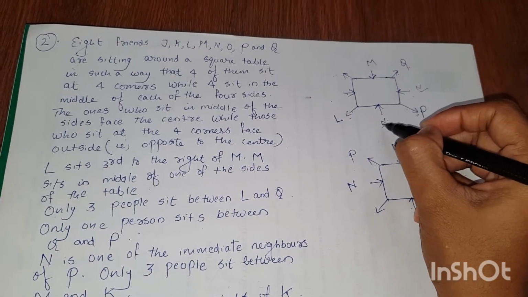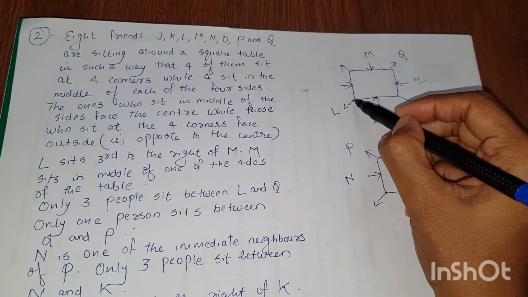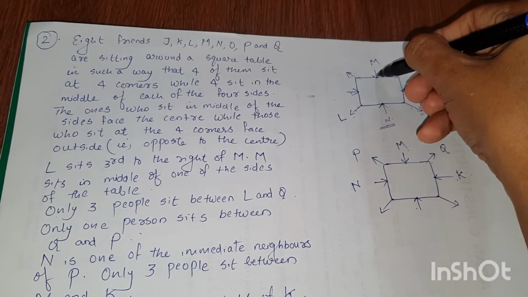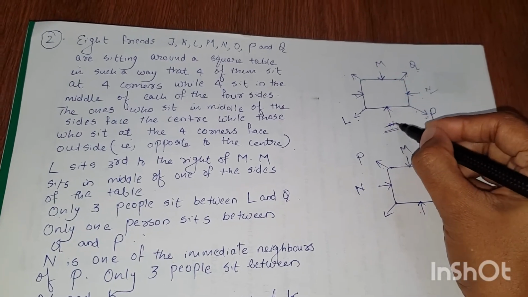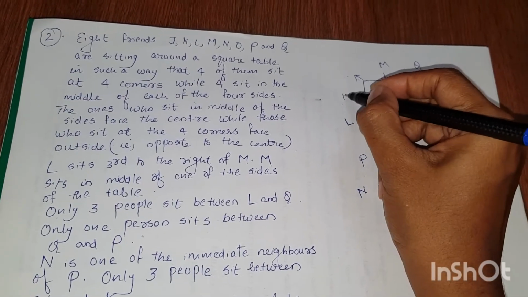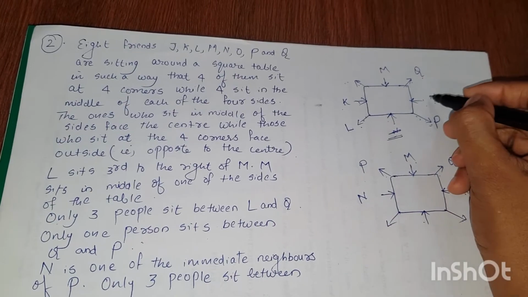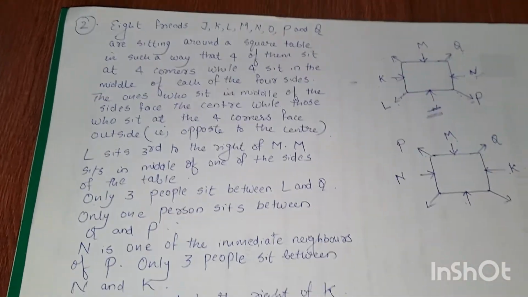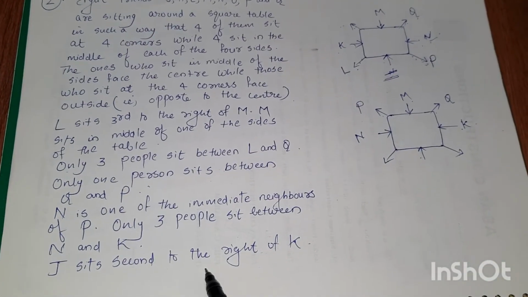Suppose N is sitting here, then K should be here, but it is M here. So N is not here. Understood? Considering N here, 1, 2, 3, K is here. So only 3 people sit between N and K. N is here. Now J sits second to the right of K.